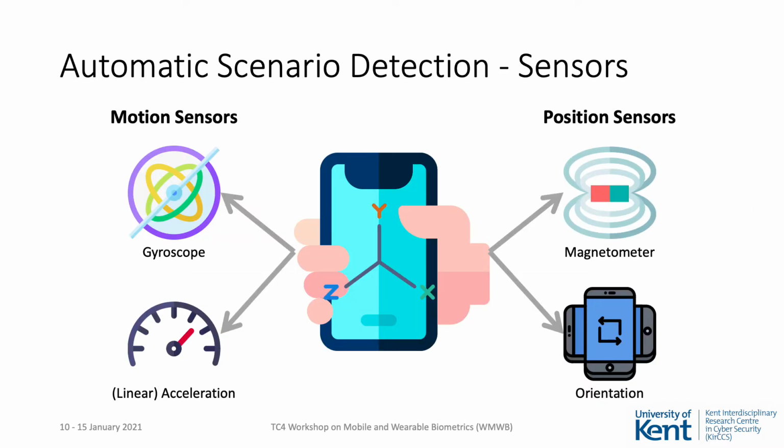Our first step in bringing our adaptive framework to life was to figure out a process for automatic scenario detection. We used a total of 4 inbuilt device sensors collected in the background during the authentication as features. We used 2 motion-based sensors consisting of the gyroscope and linear acceleration, and 2 position-based sensors consisting of the magnetometer and the orientation. All these sensors operate on an XYZ axis system, and we configured the sensors to run at a delay of 200 Hz.